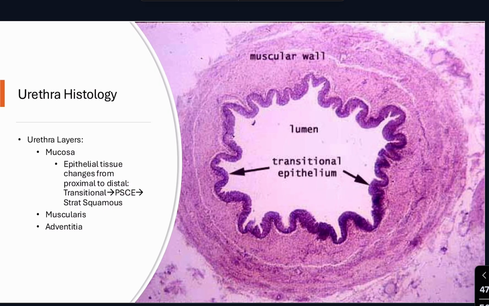And now we can jump right into the urethra. Okay, so the urethra is going to have, again, 3 layers. It's going to be the mucosa, right, which is going to be the epithelial tissue. It'll have the muscularis and the adventitia.